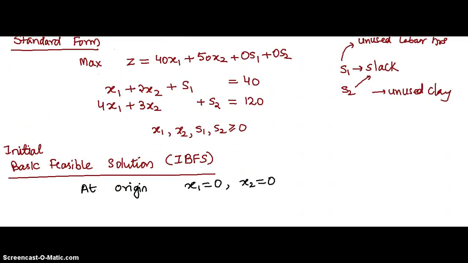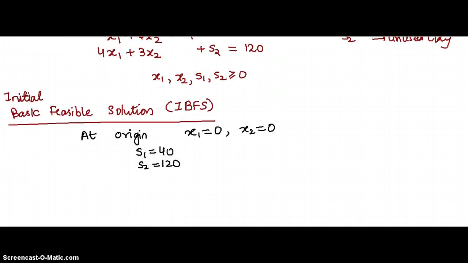So when we put x1 and x2 as 0 in the first equation, what will we get? 0 plus 2 times 0, that is 0, plus s1, that is s1 is equal to 40. Similarly, from the second equation, 4x1, x1 is 0, so this becomes 0. x2 is 0, so this also becomes 0. So we get s2 equal to 120. This represents the initial basic feasible solution. In other words, at the origin, when there is no production, all the resources are unused.